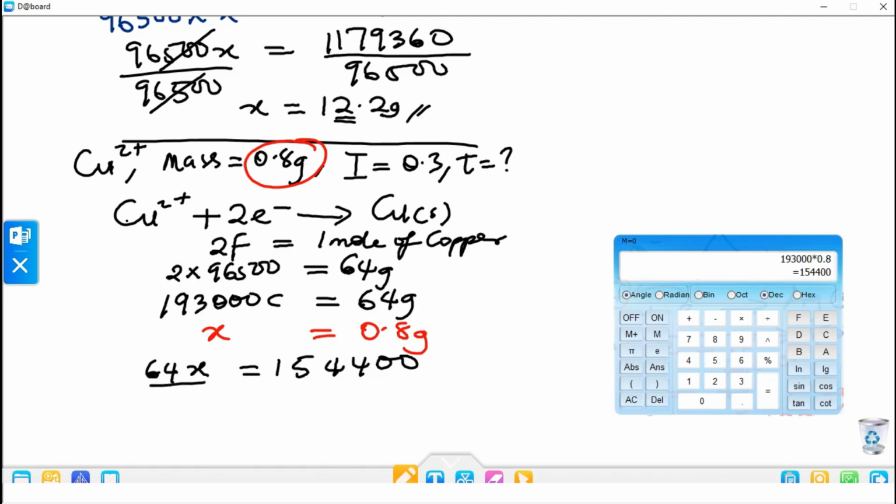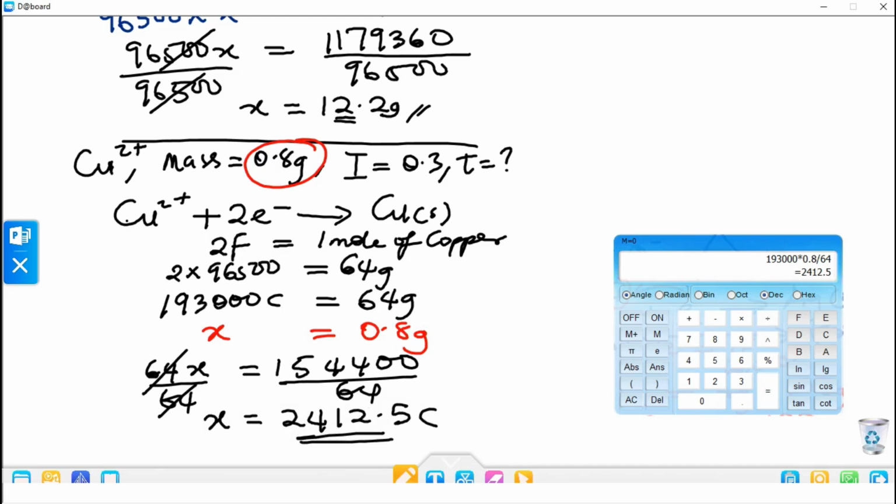So to calculate for X, which is the quantity of electricity that led to the production of 0.8 grams of copper, our X will be 154,400 divided by 64. That will give us 2412.5. So it means that 2412.5 coulombs of electricity gave us that 0.8 grams of copper. That is just what it simply means.